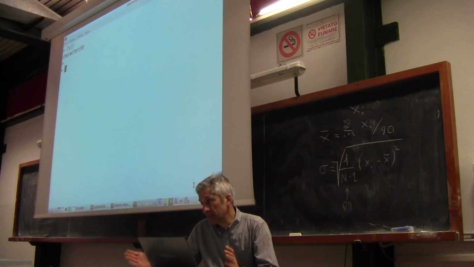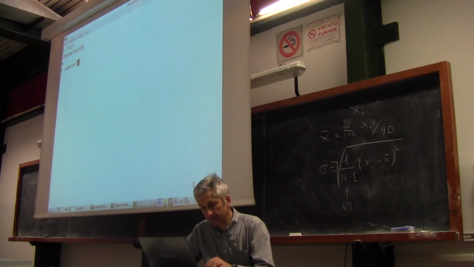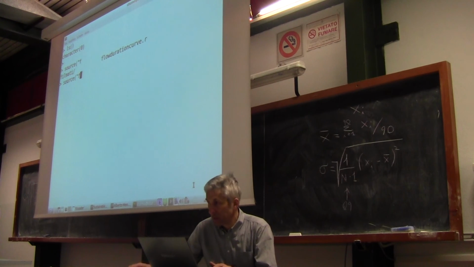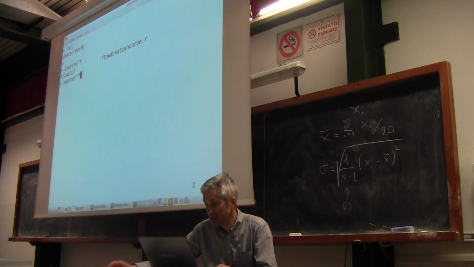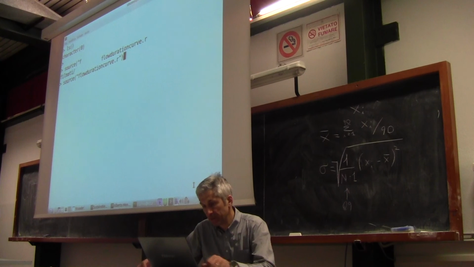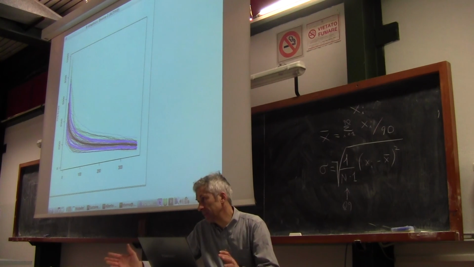Instead of cutting and pasting the file, I could simply write source, which is a function, then parentheses, and I think if I push tab twice, it gives me the list of the files on my desktop that start with F. I see that there is flowdurationcurve.r, close the parentheses, enter. It's a way to upload the file without cutting and pasting.